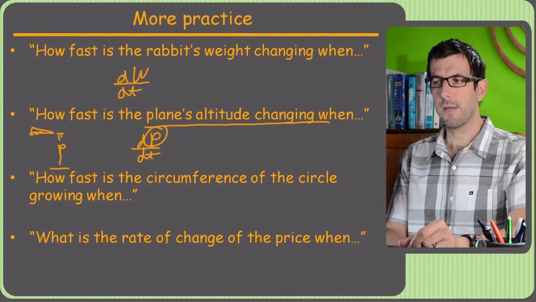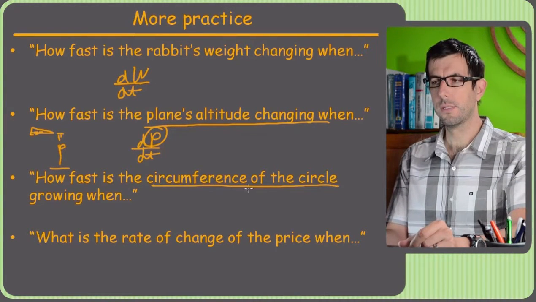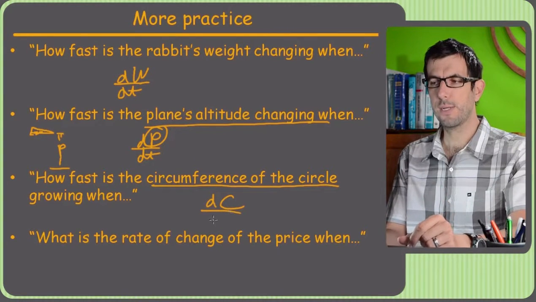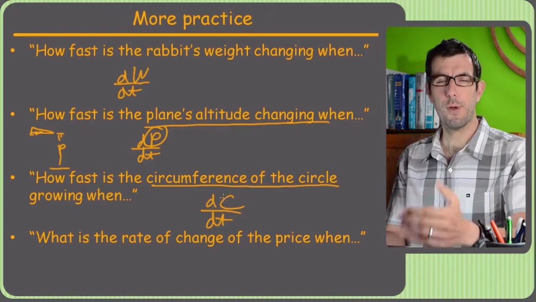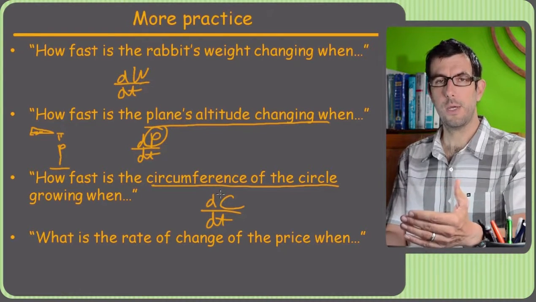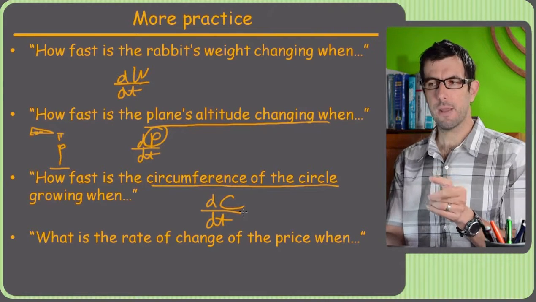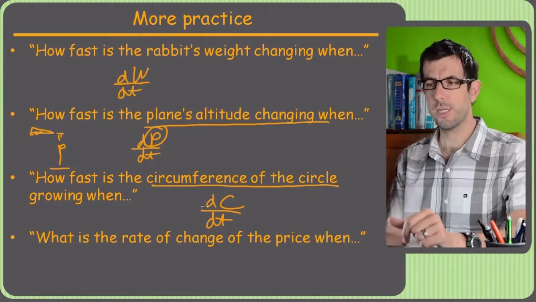How fast is the circumference of a circle, C, growing? That sounds like a rate of change to me. So you can see how no matter what they ask for or what they give us, we're just going to pick a letter that represents that thing and then put a d in front of it and put it over dt, and that's the rate of change.